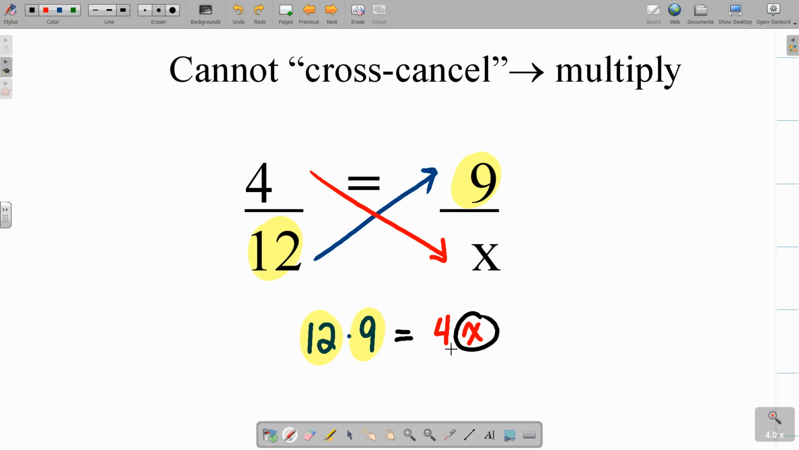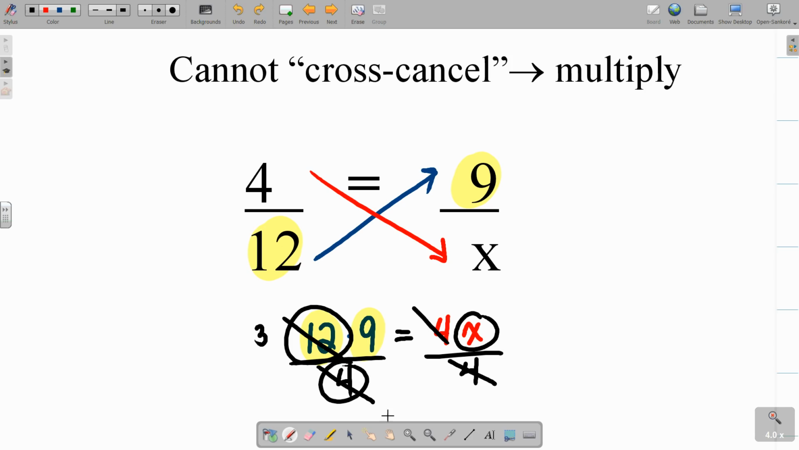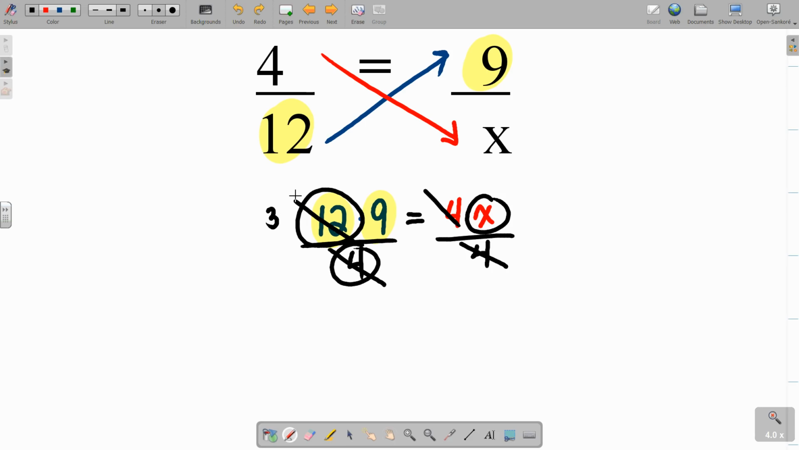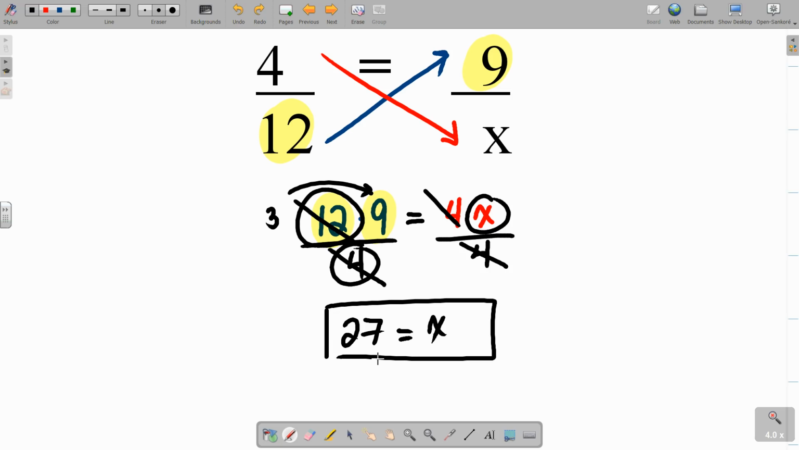So I want x by itself. I'm going to divide by 4. Then I'm going to circle the 4 and the 12 because they can factor out. 4 goes into 12 3 times. There's nothing else to factor. So 3 times 9, 27 equals x. The key to multiplying is not multiplying. It's factoring.